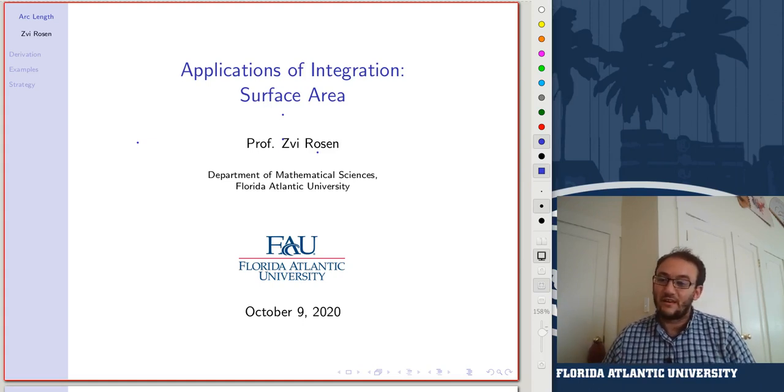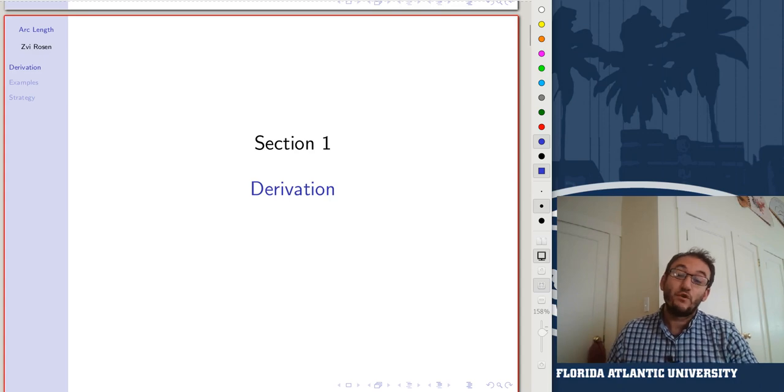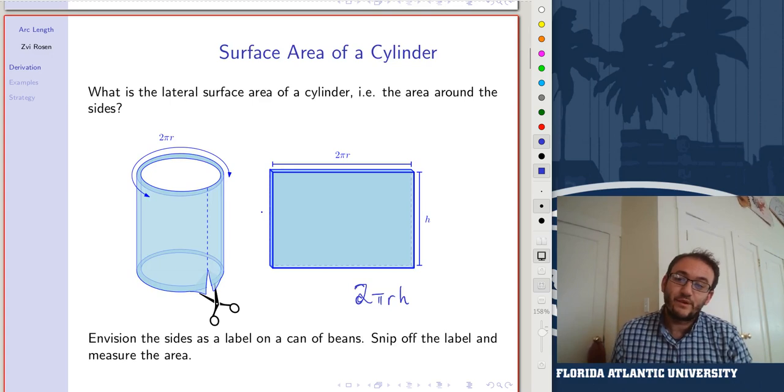Today we're going to be talking about applications of integration to the computation of surface area. First, we'll derive the formulas. Let's start with the surface area of a cylinder.